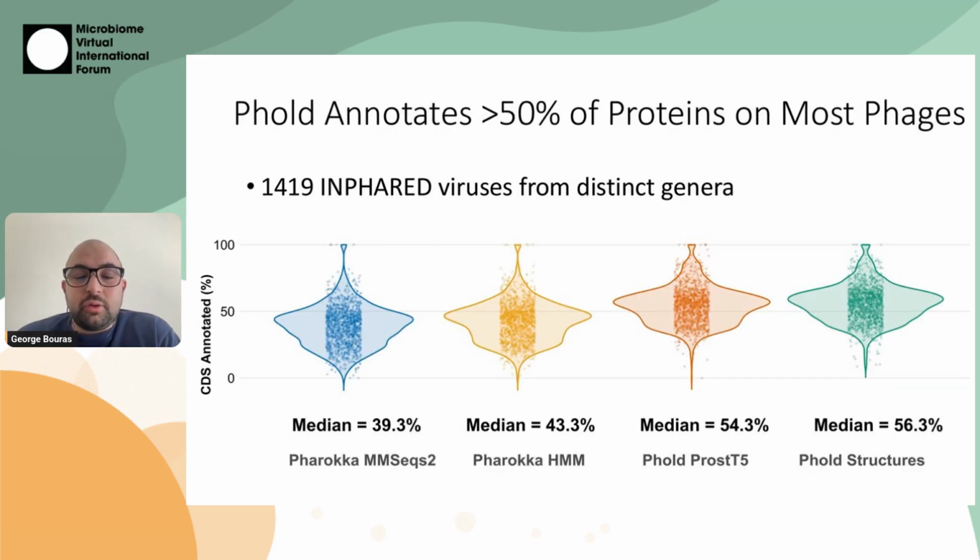So all of this is well and good, but how does Phold actually do? Phold does pretty well. It can annotate above 50% of the proteins on most phages. So this is a data set of, I would say, the easiest phages to annotate. These are mostly cultured phages from INPHARED. Pharokka gets around 40% of the annotations you can see, and then Phold gets around 55%, depending on if you use the language model or structures.